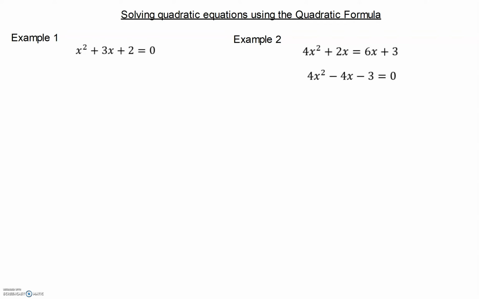You can see example 2 is not initially given in the format of being equal to 0. It's been rearranged, and you know that the rule is that you have to rearrange a quadratic so that it's equal to 0 in order to solve it. So example number 1 is a nice straightforward example. We're going to put this into two brackets and make it equal to 0.